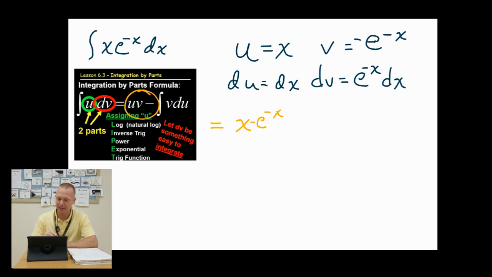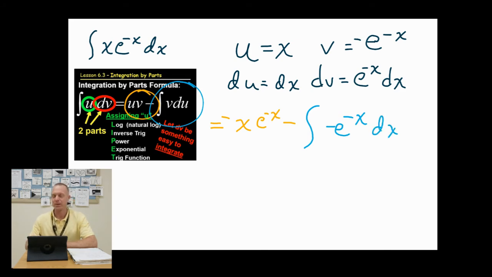Now, I hesitate a little bit there because I don't like to put that negative sign in that spot. We're just going to put the negative sign in front of the entire uv. Okay, but that's just the multiplication of our two variables minus the integral of v du. Well, v is negative e to the negative x, negative e to the negative x dx. Okay, now there's a lot of negative signs in this problem. We definitely have the negative sign that's in front of the x e to the negative x, but we also have these two negative signs that might as well cancel and become positive.